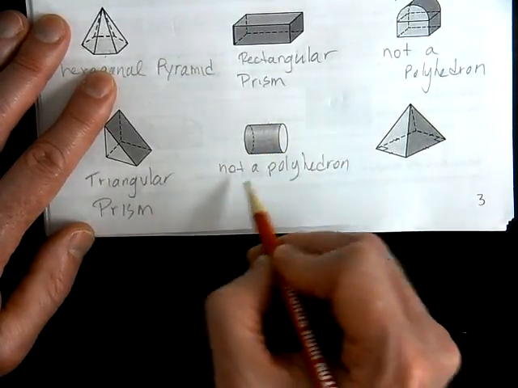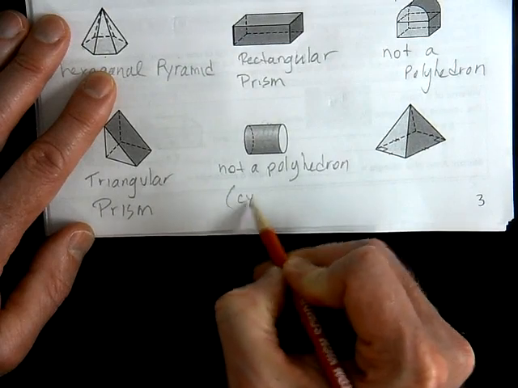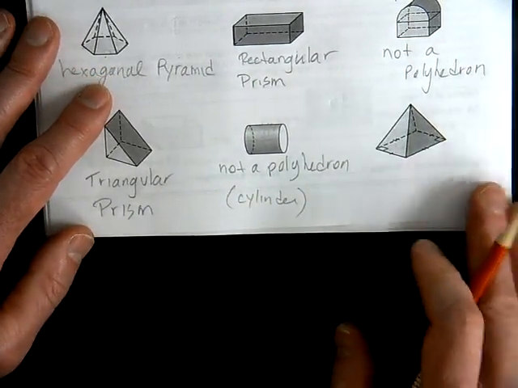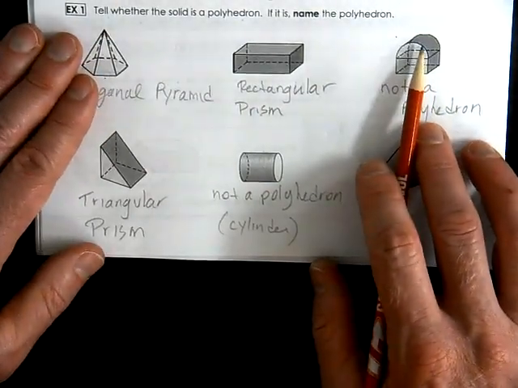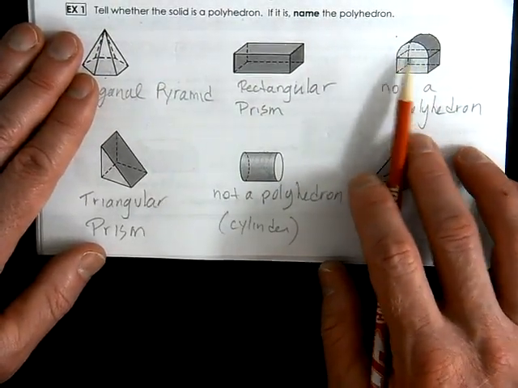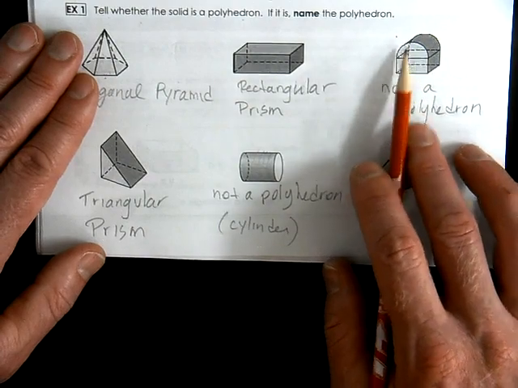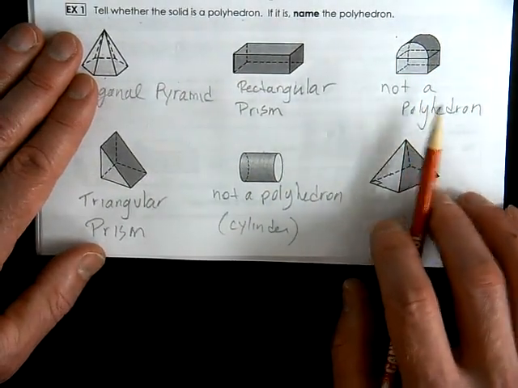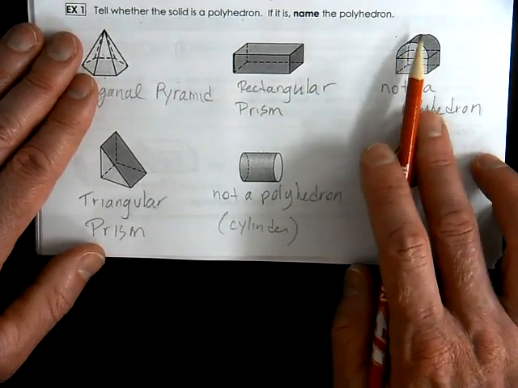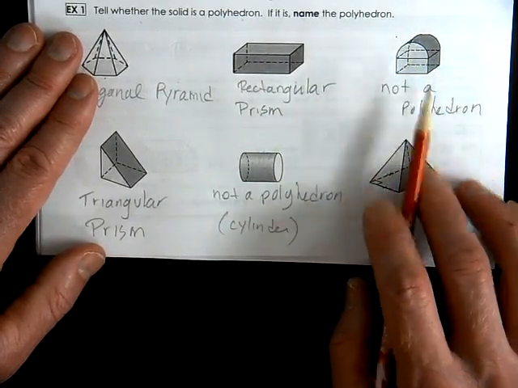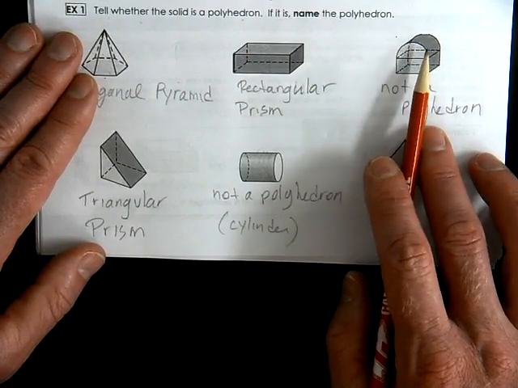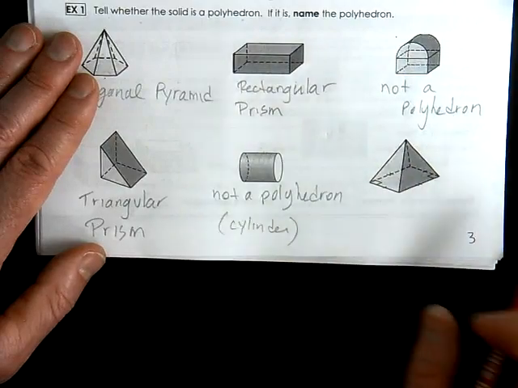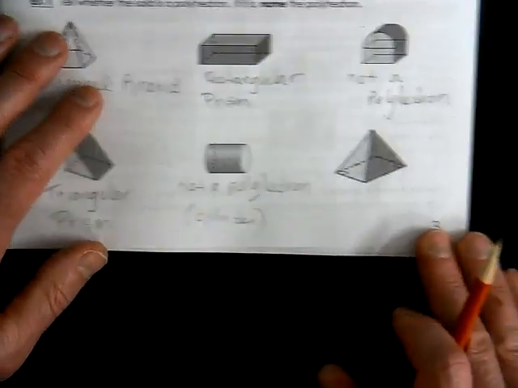Circular all the way through, so we could call this one a cylinder. This one here had a half a cylinder with it. It had a rectangular prism and half a cylinder, but the half cylinder is what made it not be a polyhedron. You can't have a curved section. It's got to be made up of polygons. And curving that just makes it not a polyhedron.